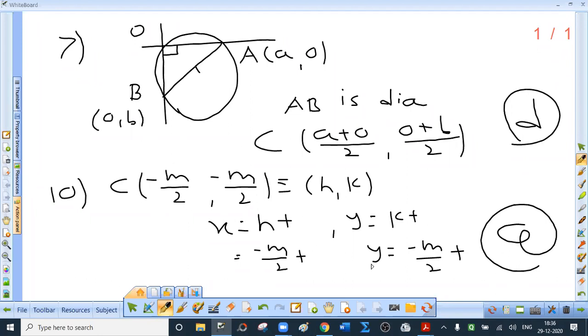Now you should ask me, sir, if these are present in the remaining options, then what? Then of course you have to find the radius r. You will notice that the radius comes out to be m by root 2. So r cos means m by root 2 cos and r sine means m by root 2 sine. But at least in this sum it is not required. So the correct option is E.